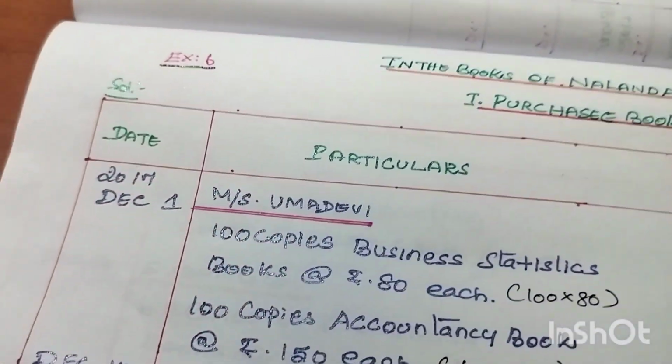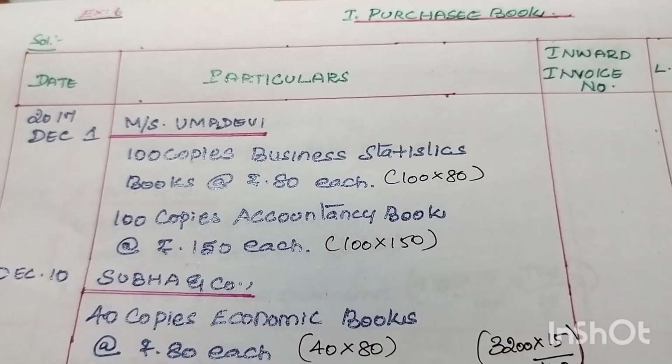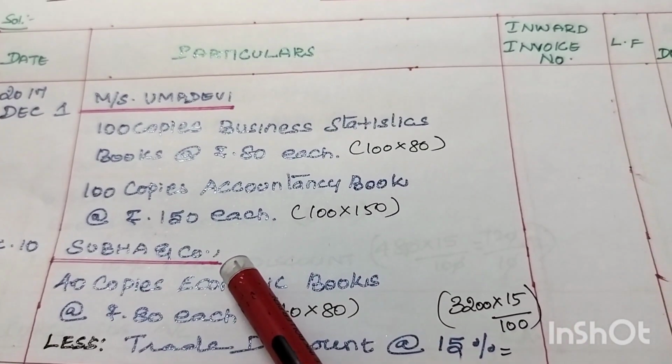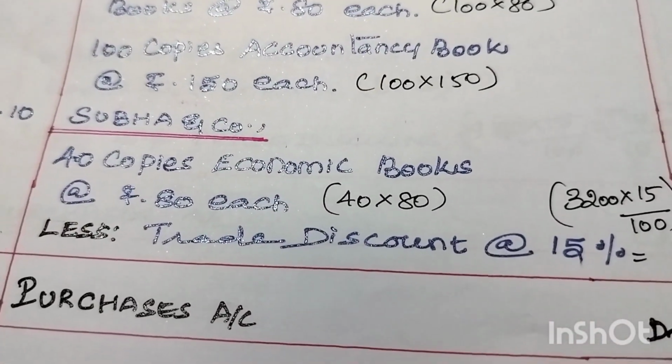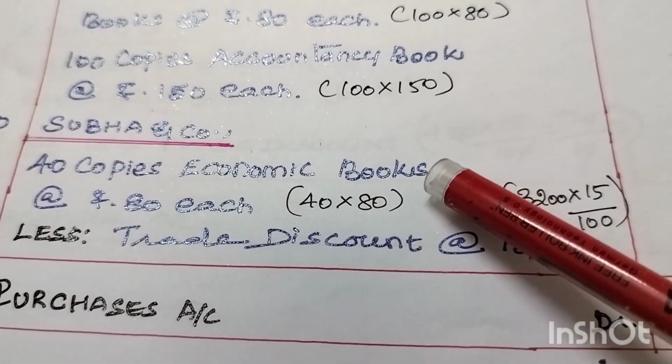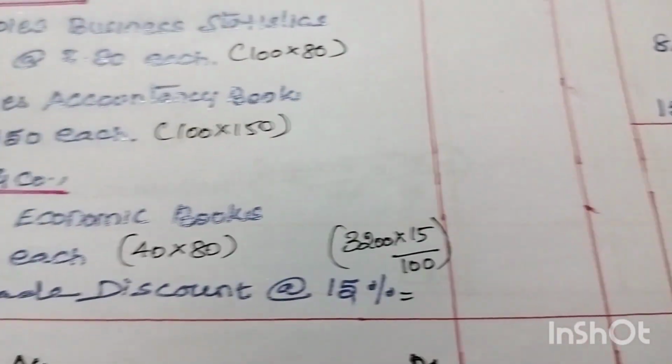So let's go to the purchases book dated on December 10, Subha and Co. The name of the supplier is Subha and Co. 40 copies of economic books at rupees 80 each. So 40 into 80, what do you get? You will get 3,200.